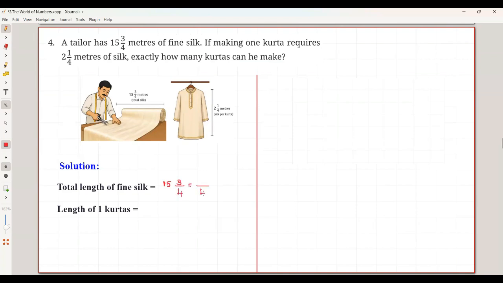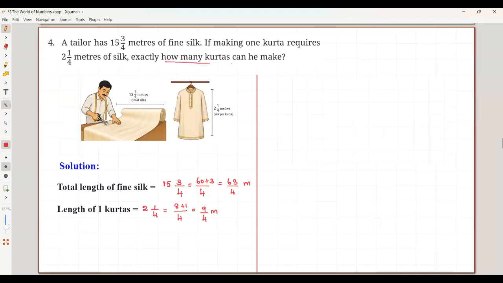Keep the same denominator and multiply. 15 fours are 60, 60 plus 3, you will be getting 63 by 4 meter. For the length of one kurta, that is also given as a mixed fraction, 2 1 by 4. Just convert into an improper fraction. Keep the same denominator and multiply. 4 2s are 8 plus 1 is equal to 9 by 4 meter.